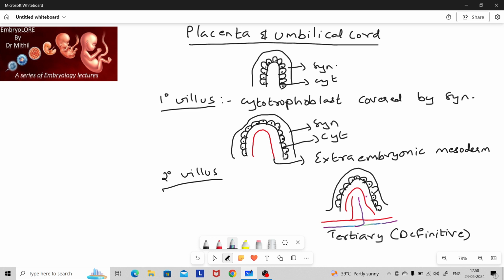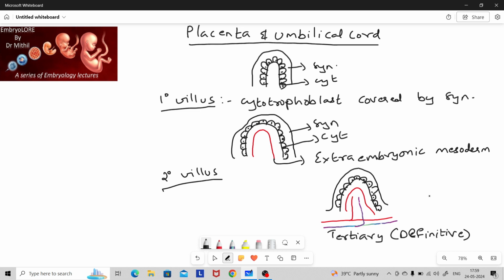So now if you try to understand, this is how the primary, secondary and tertiary villus, which is also called the definitive villus, will be looking like. Primary is only a finger-like projection, having the cytotrophoblast covered by the syncytiotrophoblast. Secondary is where we will be having the extra embryonic mesoderm, and then in the tertiary villi we will be having the blood vessels.